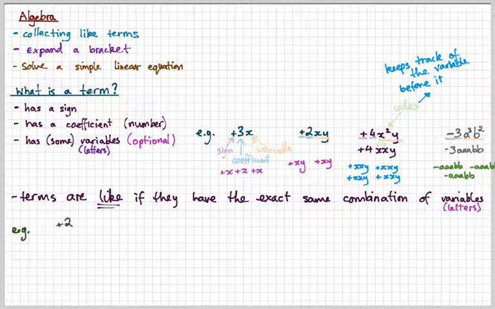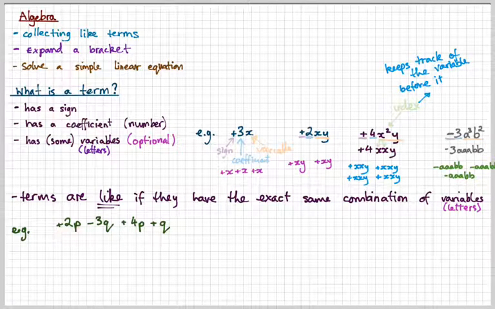So, an example. 2p minus 3q plus 4p plus q. So we have some terms. So I'd like you to just write these down and circle each term. So plus 2p is a term.